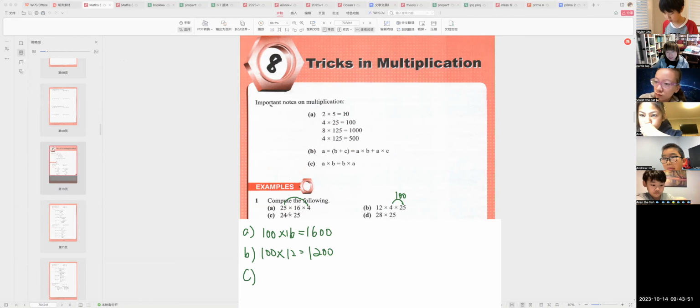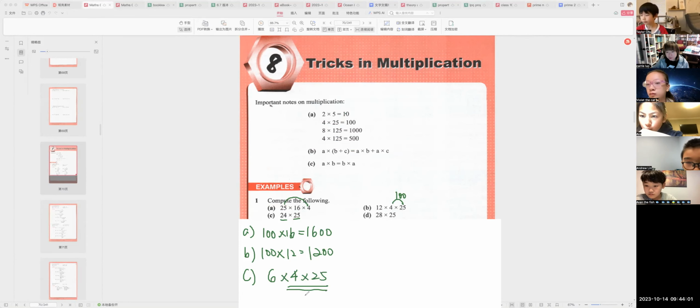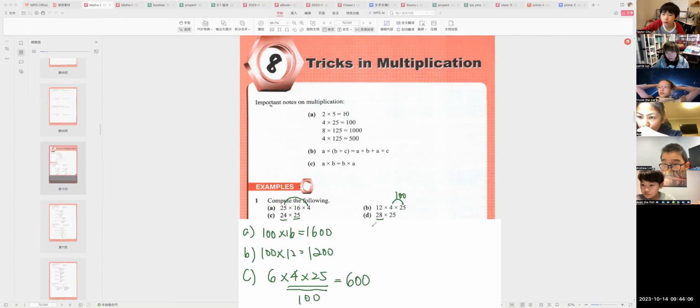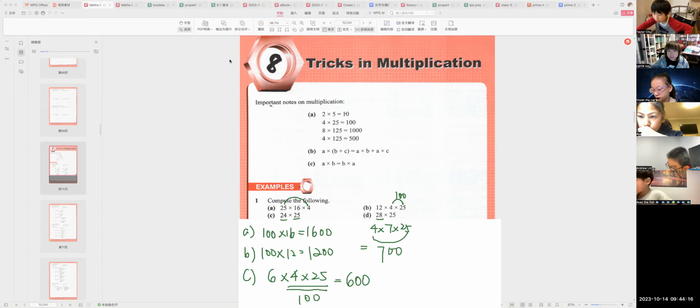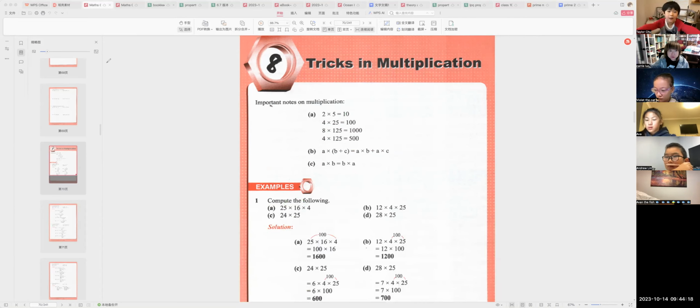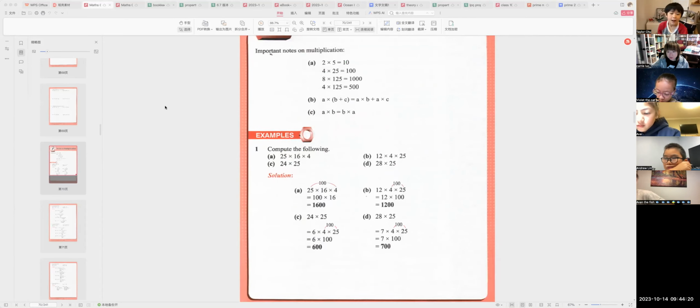And number C is a little bit different. It looks like there's no 4, but you can see 24 equals what? Equals 6 times 4 times 25. And 25 times 4 equals 100. So it's 6 times 100 is 600. And 28 equals 4 times 7 times 25. So 4 times 25 equals 100 is 700. Okay, good job, everybody. When you understand the method, it's actually super quick to do all of them, right?